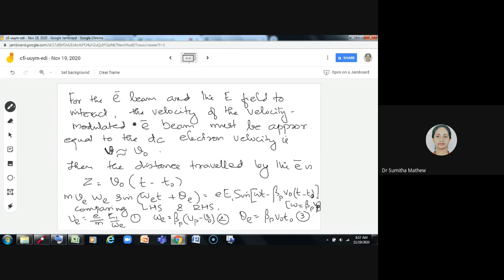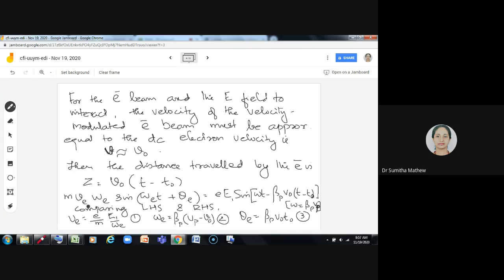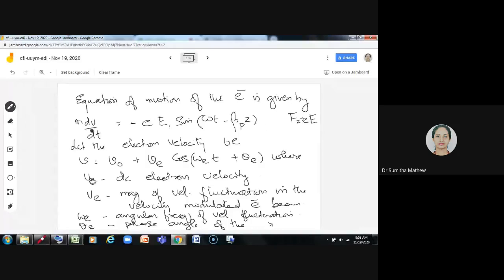So what we can write according to the previous equation, we can substitute here m into dv by dt, taking dv by dt from this electron velocity expression, and taking the right hand side as such. What do we get? Taking m into dv by dt, we get m into v_e omega_e sine(omega_e t plus theta_e). How do we get that? m into dv by dt. What is dv by dt? Differentiate this expression. dv by dt will be, this will be constant, so 0, plus v_e into omega_e into sine(omega t plus theta_e). Okay. That's what we get.